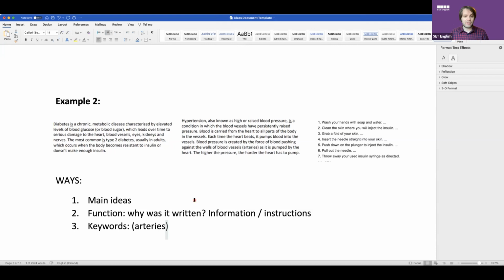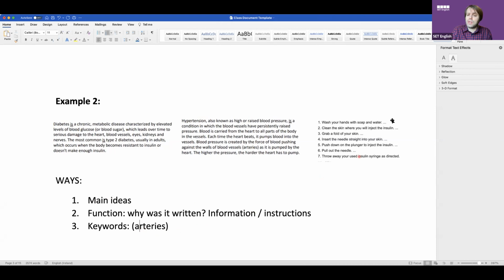You see it instantly, right? So maybe OET will ask me a question about arteries, right? And I have my keywords. Or maybe the question will be like, what is hypertension? That would be the main idea, right? So I can go to main. Maybe it's going to say, where do I find some instructions on a task?